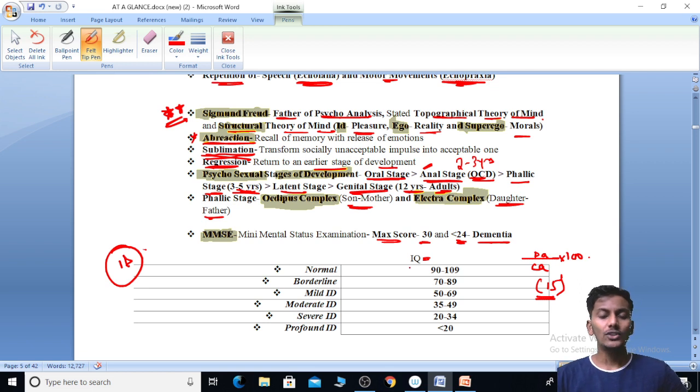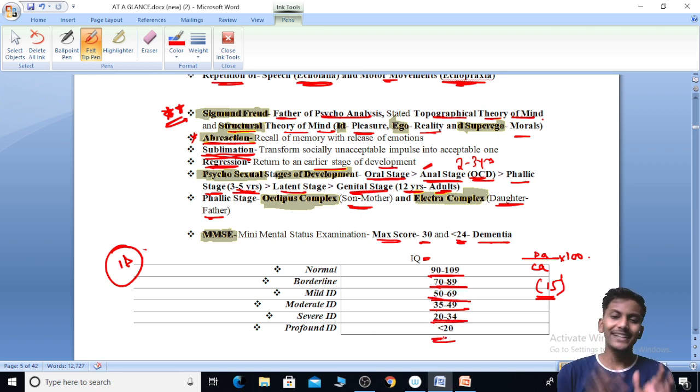So IQ is the intelligent quotient. So normal IQ is how much? 90 to 109. Borderline IQ is 70 to 89. Mild intellectual disability would be 50 to 69. Moderate intellectual disability is 35 to 49. Severe intellectual disability is 20 to 34. And profound intellectual disability is less than 20.